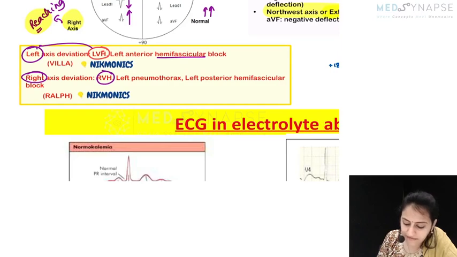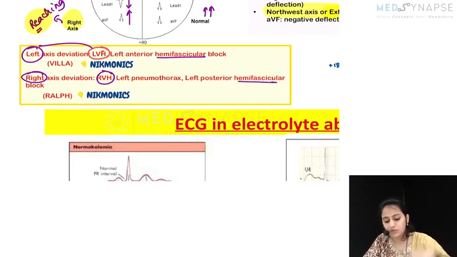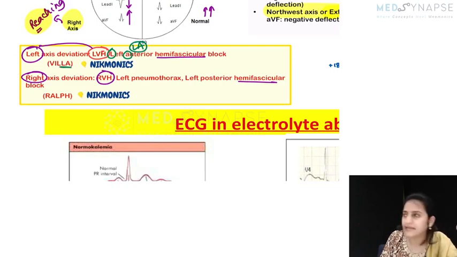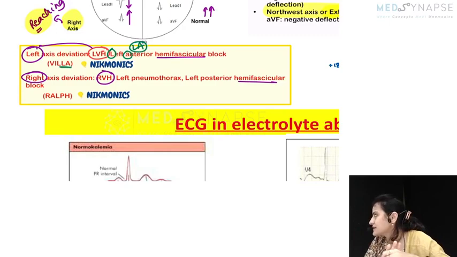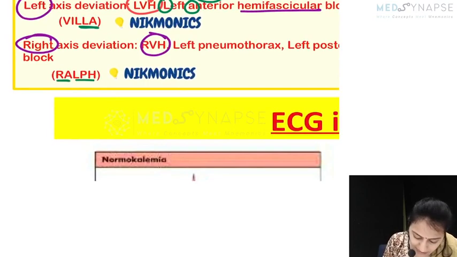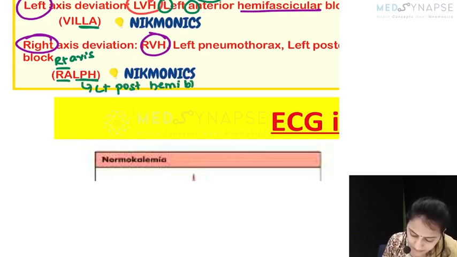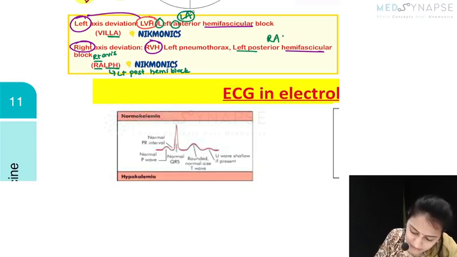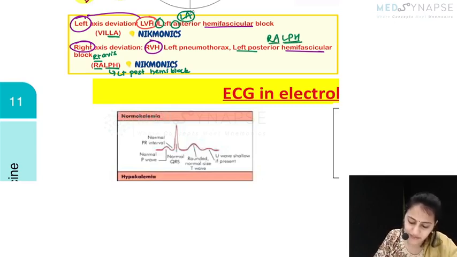Hemifascicular block, left anterior, left posterior, which is what axis deviation? So left anterior, that is LA. Remember, like in Villa, LA is the left axis deviation. Remember Ralph? Ralph basically helps you to remember that right axis deviation is with LPH, left posterior hemiblock. So left posterior hemiblock is Ralph. It is right axis deviation.